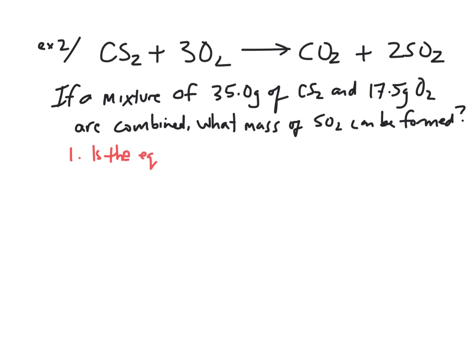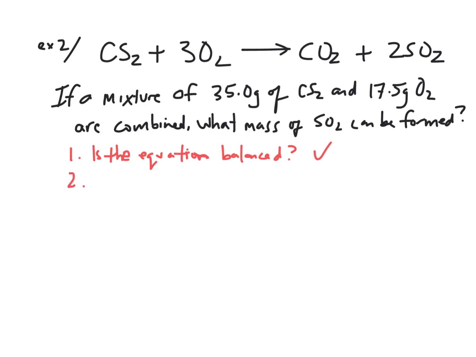Is the equation properly balanced? Check if it's balanced. Don't rely on it being given balanced. Don't ask me, is this balanced? Are they all going to be balanced? No, I don't know. You've got to check. Count up the carbons, 1 on each side. Count up the oxygens, 6 on each side. Count up the sulfurs, 2 on each side. Yes, this is balanced. Okay, don't forget that step.